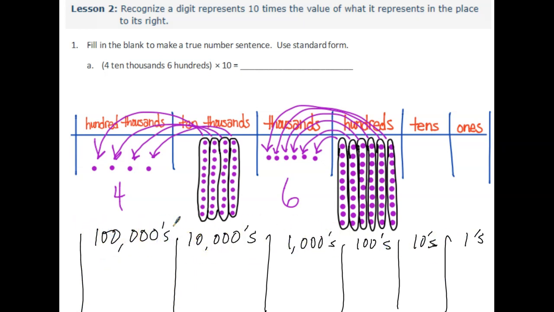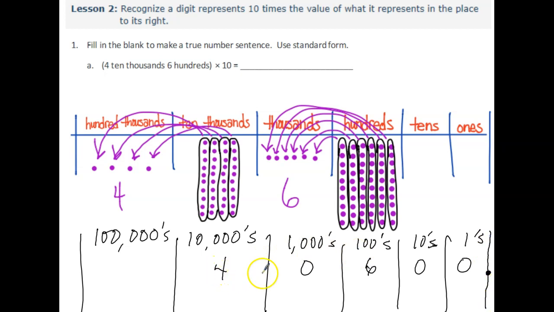All right, so we had 4 10,000s, 600s. So that meant I had no thousands, no tens, and no ones. I don't have any 100,000s, but I wouldn't put a 0 up in front because it's not in between numbers that have value. In this case, my decimal would be here.